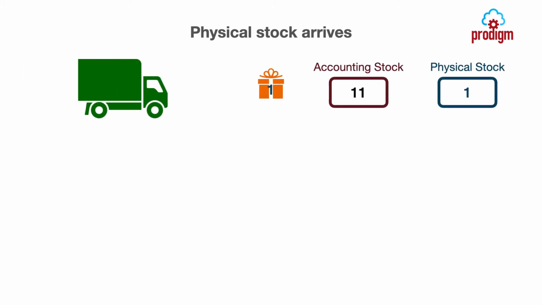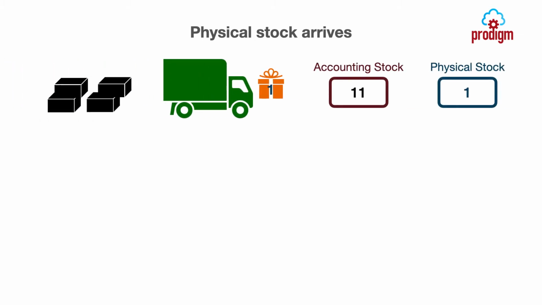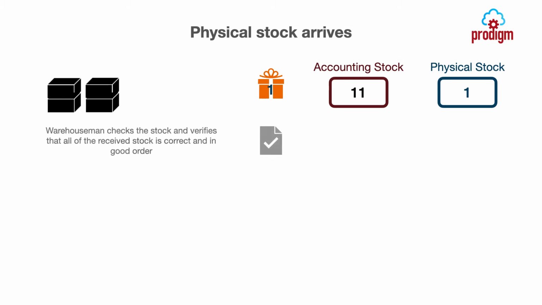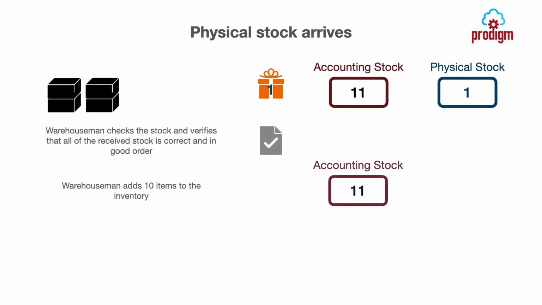Once your physical stock arrives, then the accounting stock remains at a level of 11, whilst the physical stock that can be seen in the warehouse increases to 11.